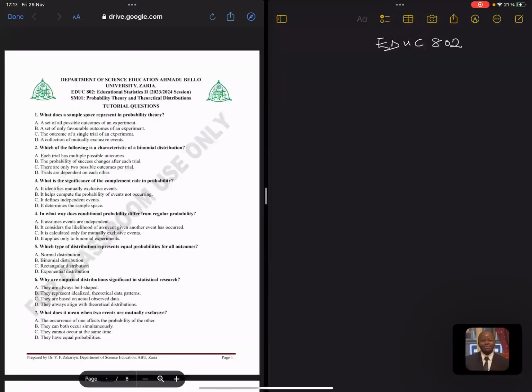I want to believe you can see the screen as clear as possible. The screen is divided into two. On one part we have the tutorial questions, and on the other part you have the notes where to write. And what I'm writing is clear as well.